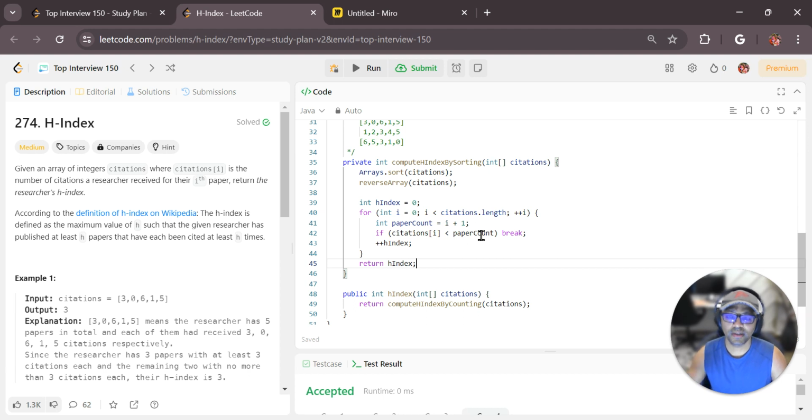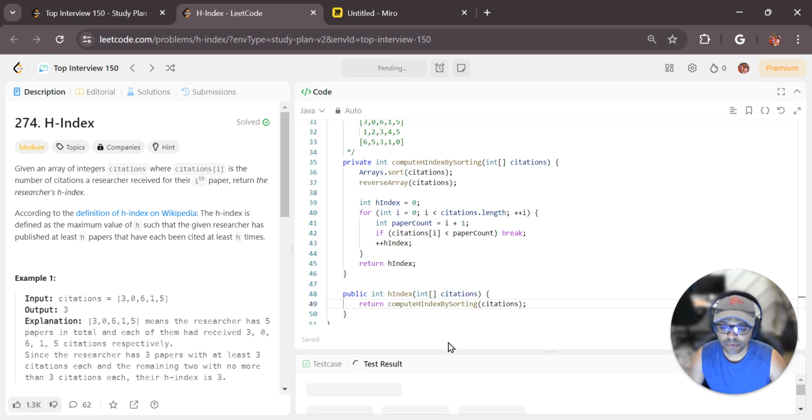So yeah, this is just finding that boundary we talked about. That the number of citations is decreasing, the index in the array is increasing, or paper count is increasing. We're trying to find that intersection. Okay, so let's see if this works. This I'm nervous about. The other approach was a little bit more straightforward.